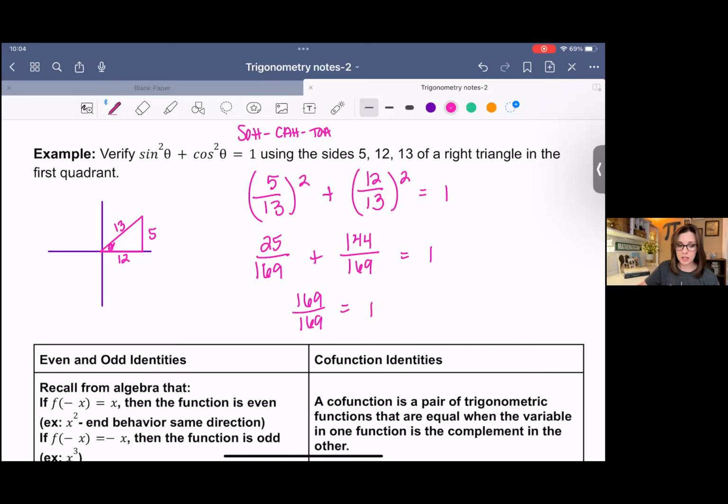And 169 divided by 169 is, in fact, 1. I end up with a true statement. So I have proven that sine squared theta plus cosine squared theta equals 1 using those sides.